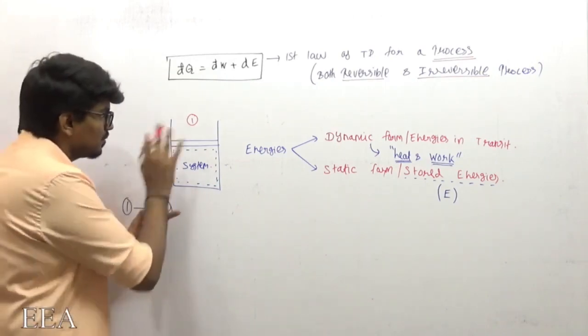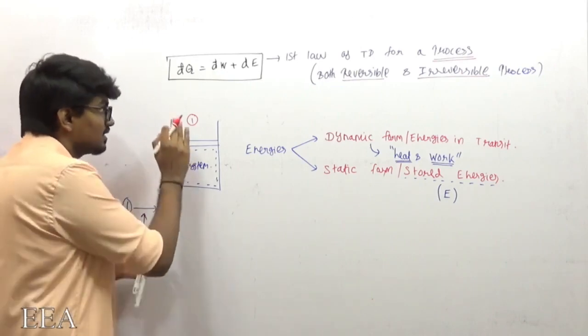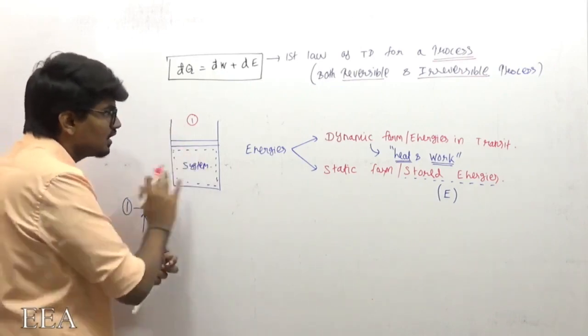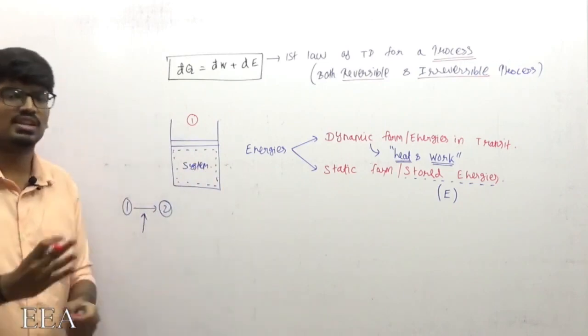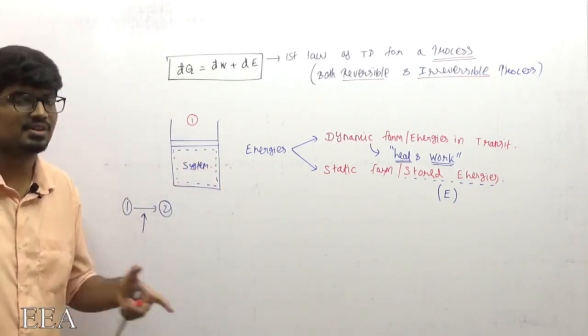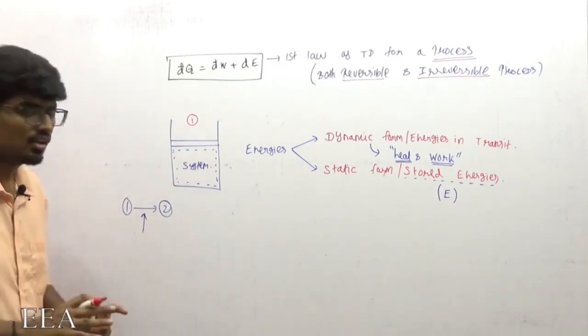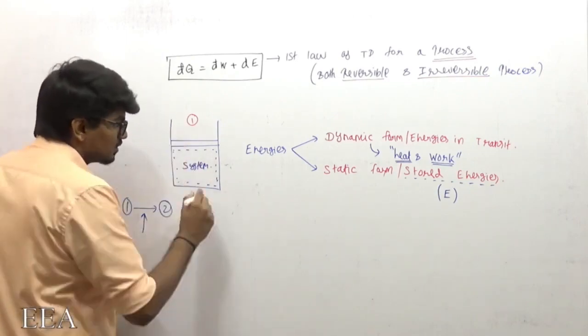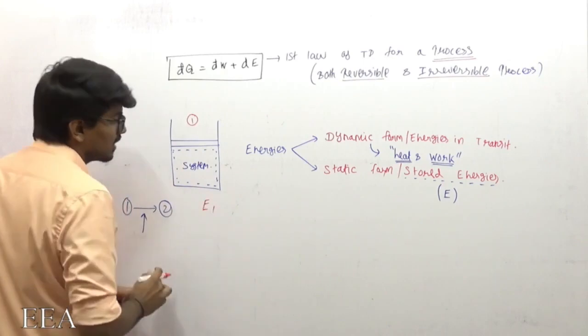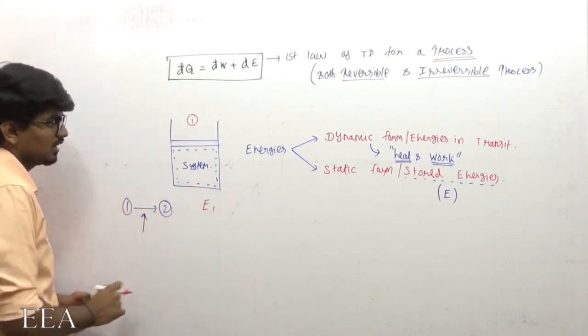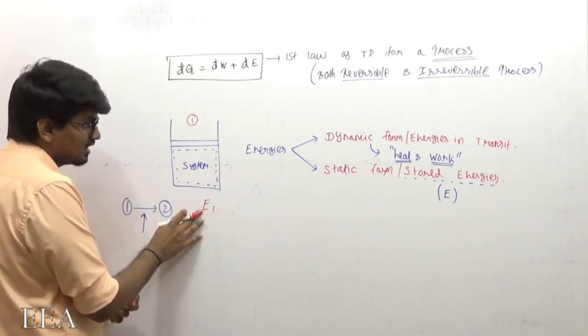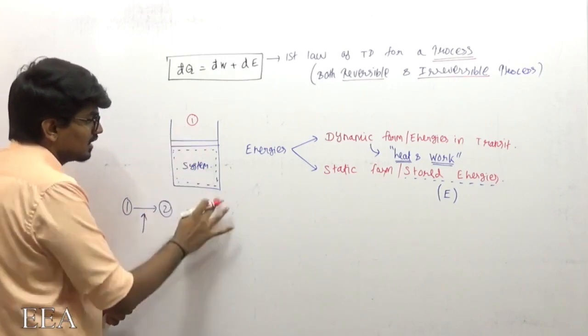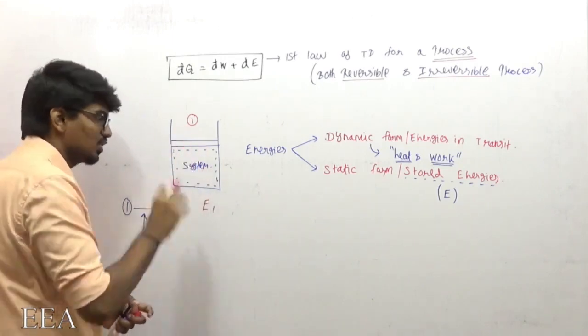When the system is at state 1, it is going to possess different forms of energies: kinetic energy, potential energy. There are different forms of energy, we will talk about that. The energy which is possessed by the system at state 1, I will take it as E1. So this is the stored form of energy. When the system is at state 1, this is the energy which is stored in it.